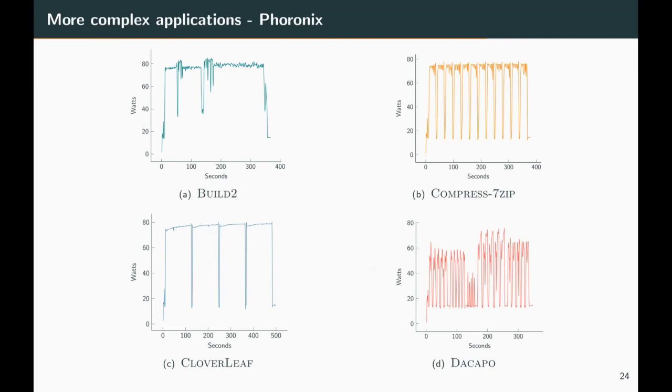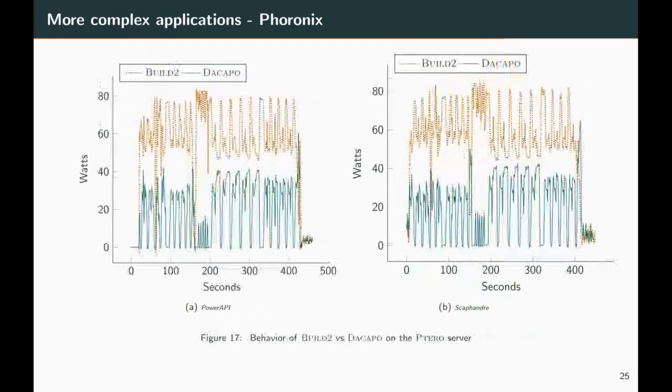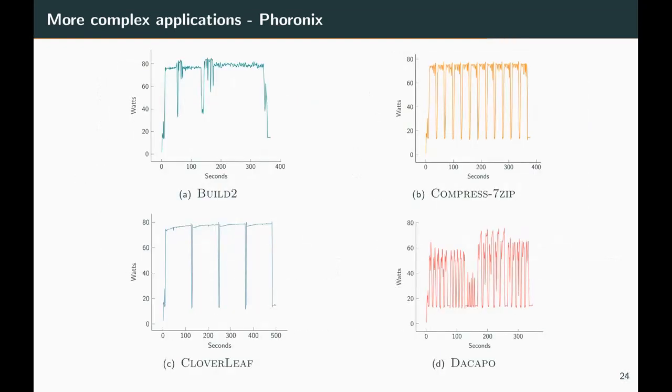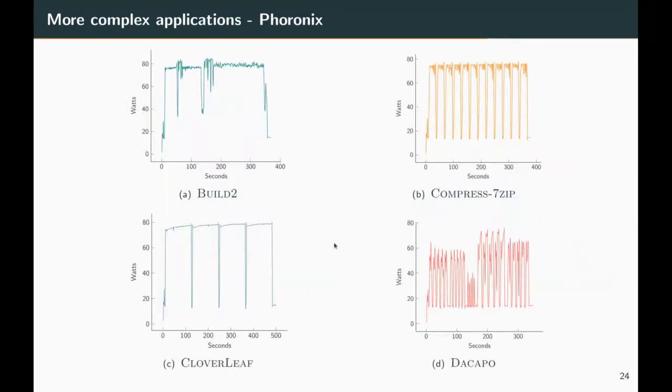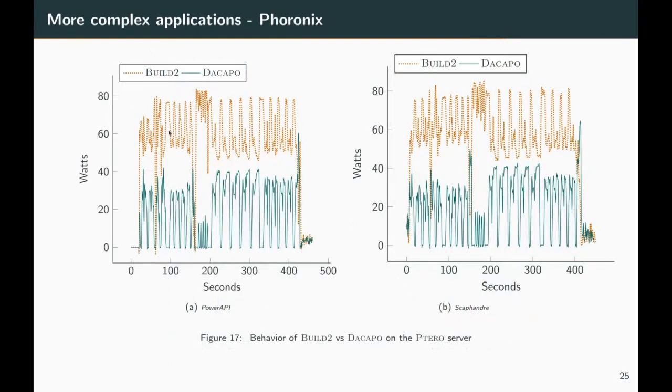So what happens when we take 2 applications and run them at the same time? Here we are interested in running Build2 and Dacapo at the same time. Remember, Dacapo is the one with a lot of spikes, quite chaotic, and Build2 is 2 plateaus with a decrease in the load in between. Here is the energy consumption estimated by PowerAPI on the left and Scaphandre on the right, for both applications: Build2 in orange and Dacapo in blue.